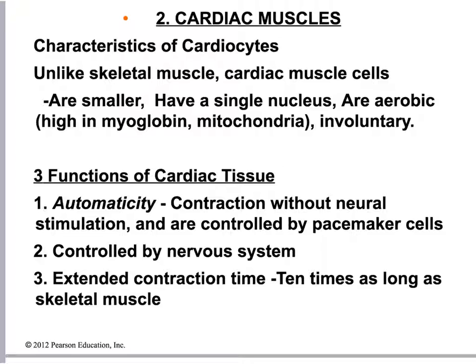There are three functions in cardiac muscle tissue. One is called automaticity, contraction without neural stimulation. So the cardiac muscle tissue is actually controlled by pacemaker cells. There is an influence of the nervous system, so they're controlled by the nervous system, and they have extended contraction time, 10 times as long as skeletal muscle.